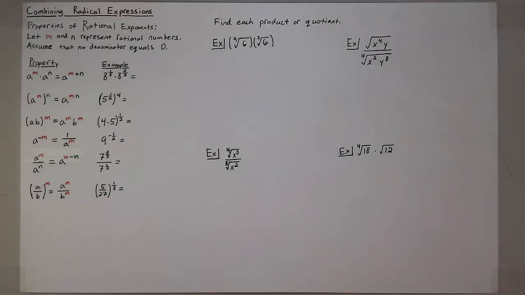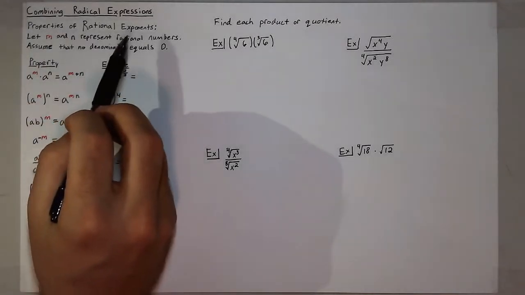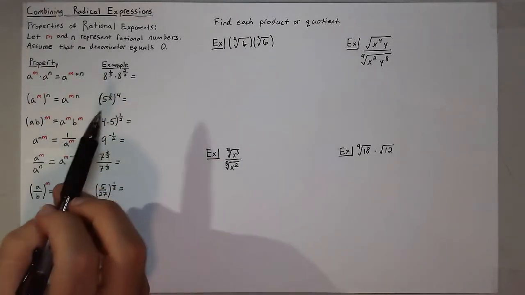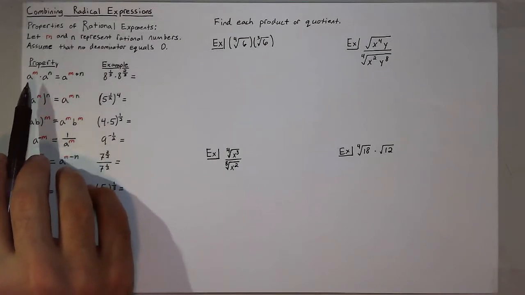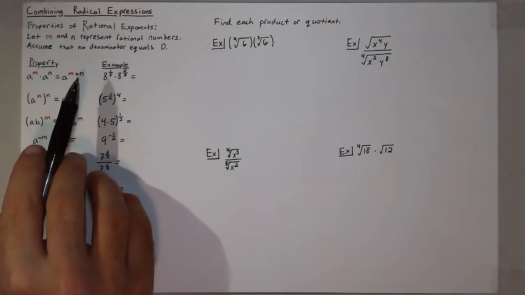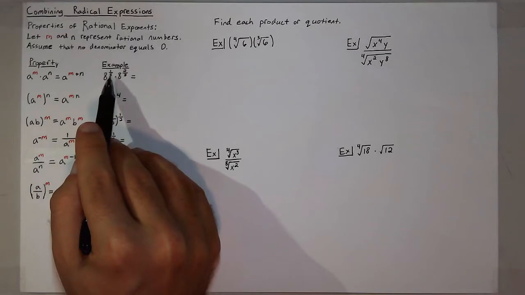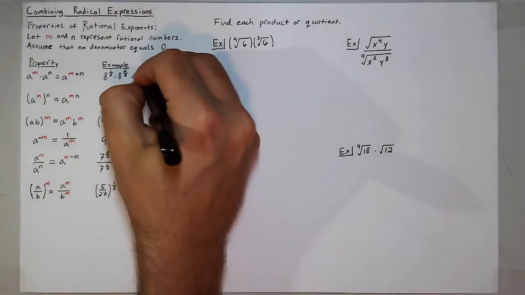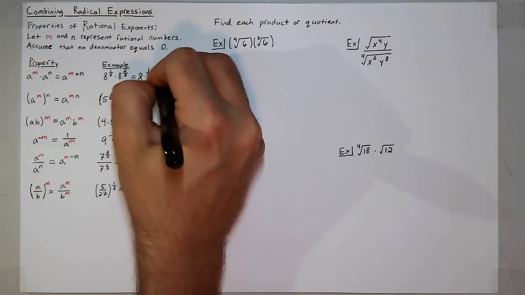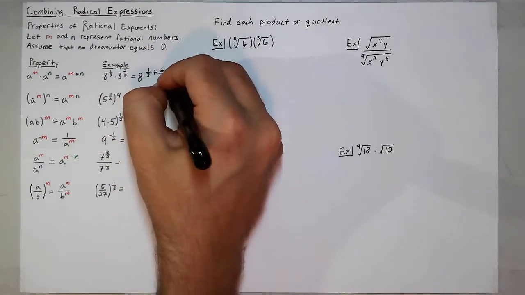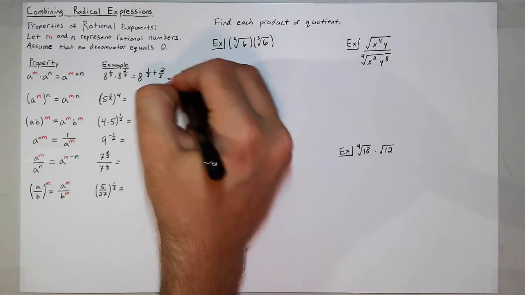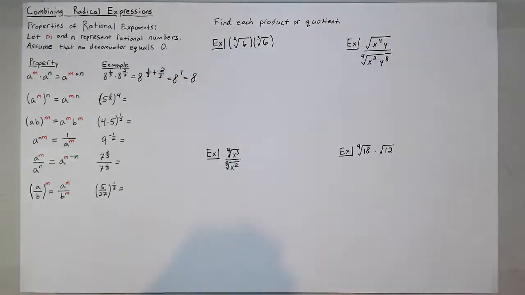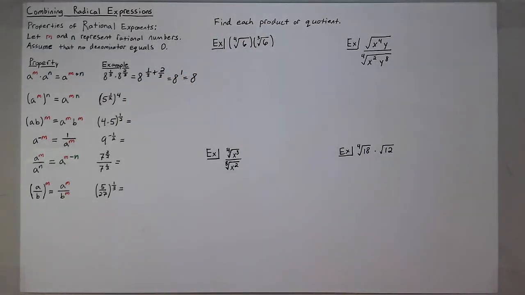In this video, we're going to learn how to combine radical expressions. Now, properties of rational exponents are the same as normal exponents. If you had two terms with the same base being multiplied, you add their exponents. So in this case, 8 to the 1/3 times 8 to the 2/3 can be rewritten as 8 to the 1/3 plus 2/3. And 1/3 plus 2/3 is 1. So 8 to the first would just be 8. So that's one way you can simplify.